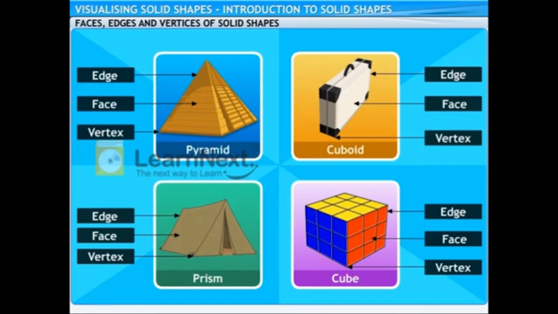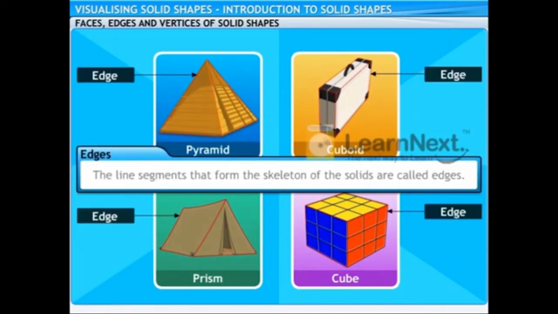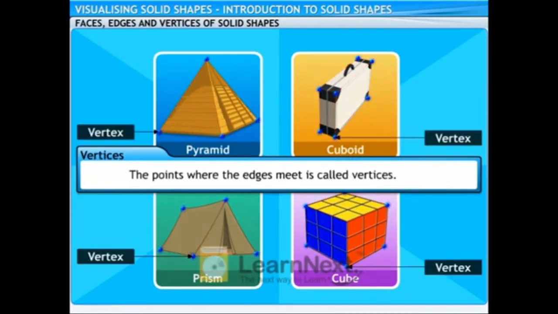Take a look at the 3-dimensional solids given here. The flat surfaces that form the skin of the solids are called its faces. The line segments that form the skeleton of the solids are called edges. In other words, 2 faces meet at a line segment called the edge. Finally, vertices are the points where 3 edges meet.